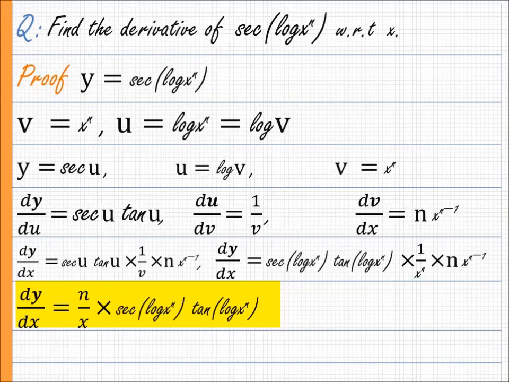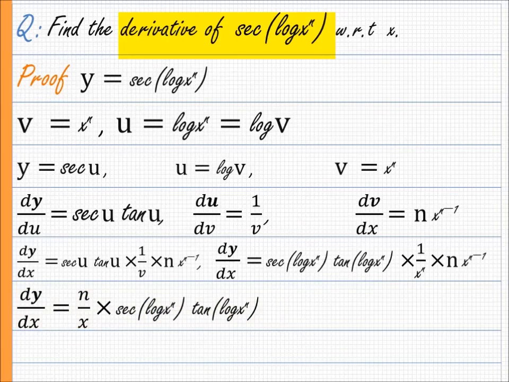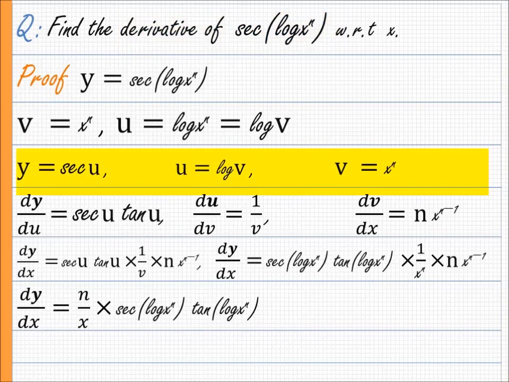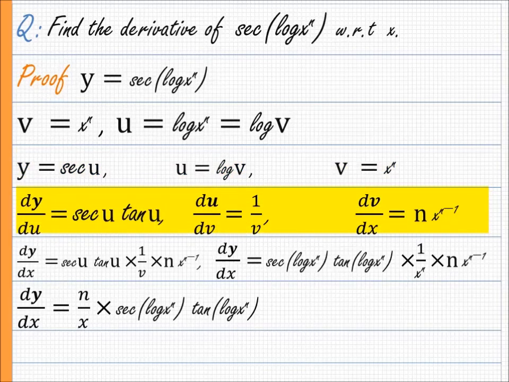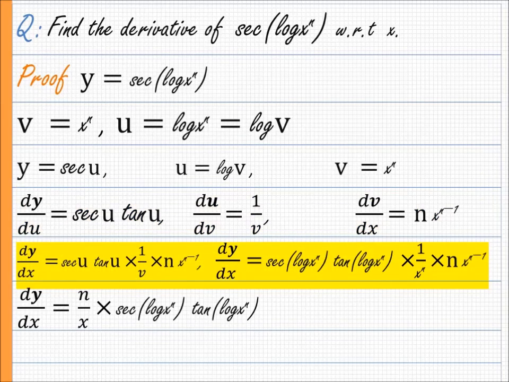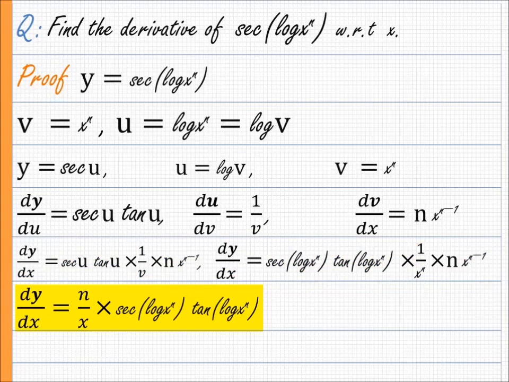So in order to find the derivative of secant of log of x raised to the power n, first of all we broke it down into three functions, y, v and u. Then we found out the derivative of y with respect to u, and derivative of u with respect to v, and derivative of v with respect to x. And finally, after using the chain rule, we multiply all these derivatives, and finally we got dy upon dx.